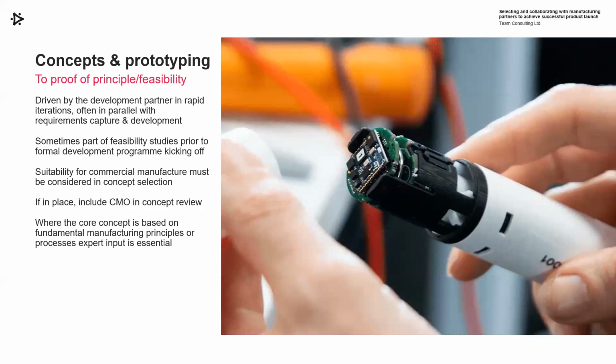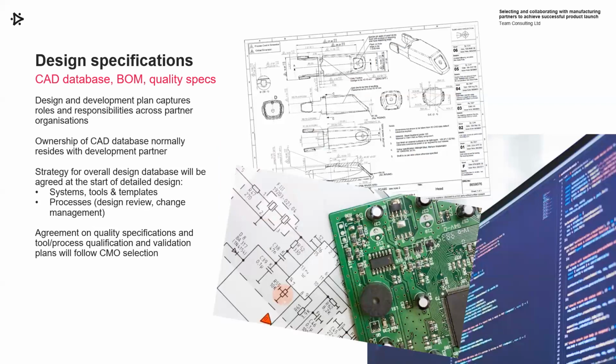That said, even at the concept stage, you need to be thinking about commercial manufacturing, and that has to be considered as part of concept selection and concept development. If you have a CMO in place, then definitely get them involved in the review of those concepts. And also in particular core concepts, sometimes they can be based on a core fundamental either manufacturing principle or process. Maybe it's filling, maybe it's involving novel materials or processing. So again, if that's at the heart of your technology, then definitely you need to be getting expert input into that at this stage.